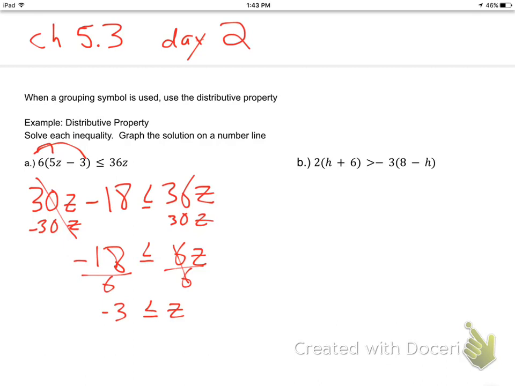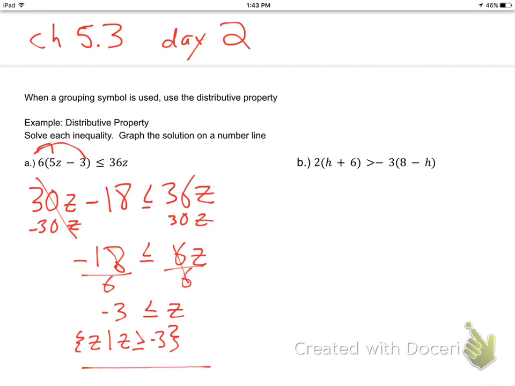So, set notation. Squiggly bracket z such that z greater than or equal to, because the whole thing is being flipped around, right? Negative 3. And that's a wrong bracket. There we go. Bracket. Right? Set notation.